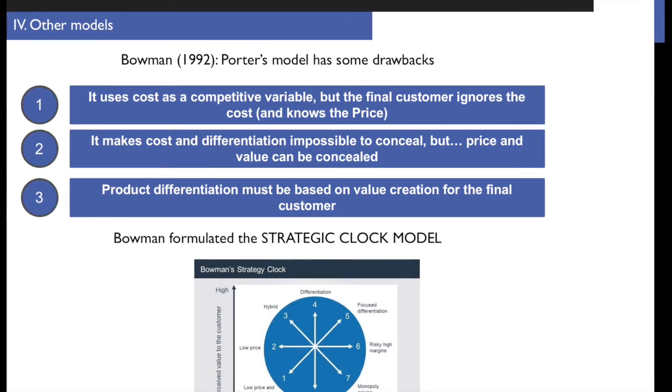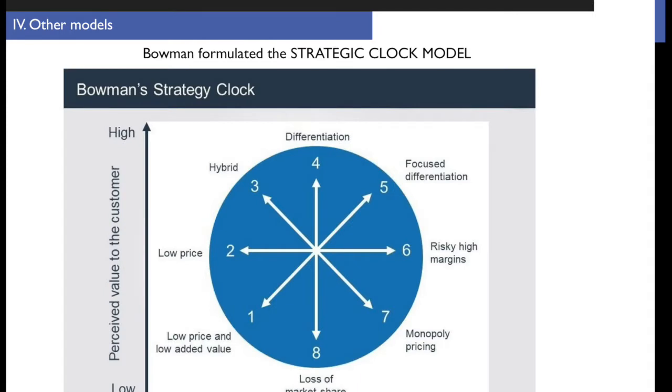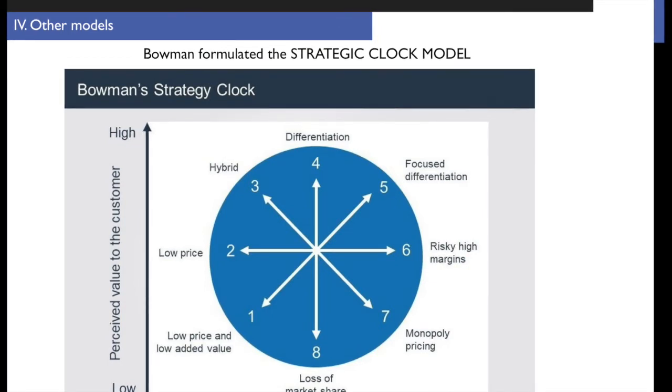It has got two axes, price and value perceived by the customer, and 9 positions, the 8 you can see around the clock and the middle position. Well, I am going to explain them briefly. First of all, you have got low price and low value added, which is position 1. It's normally called no frills by some books, but I'd rather call it low cost.